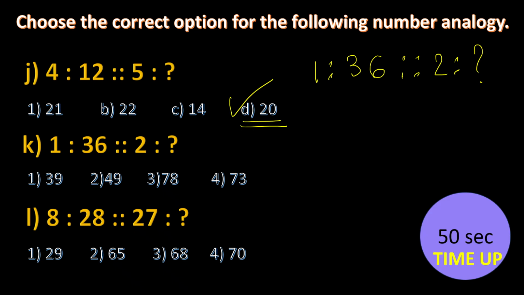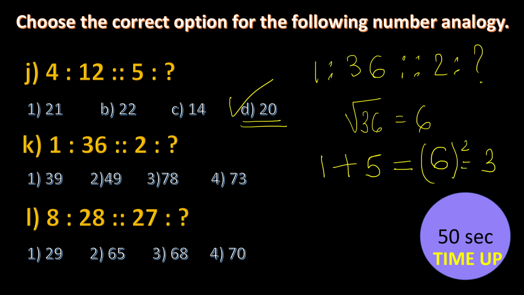So if you see root of 36 is 6. Correct? So 1 plus what if I do? I'll get 6 as the answer. 1 plus 5 if I do, I'll get 6 as the answer. Okay, because 6 square is what? 36. This is the logic here. Understanding? Then same logic I need to apply.